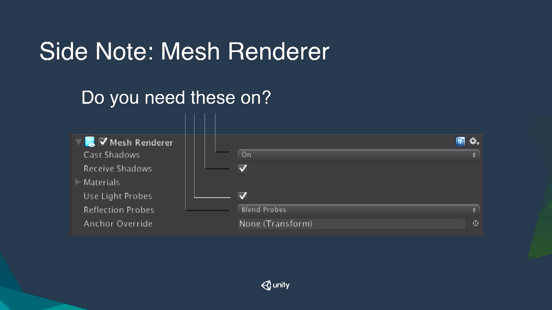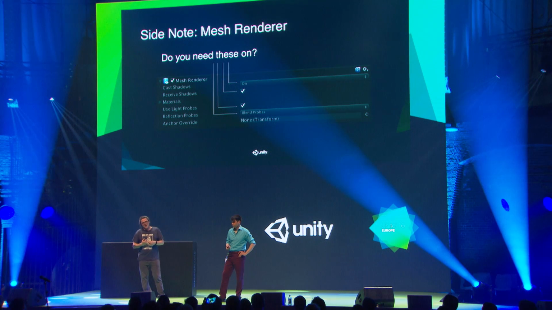Now, just a side note to this, because it didn't fit anywhere else into the talk. If you instantiate models at runtime and you're constructing objects from code with mesh renderers, by default, casting shadows is on, receiving shadows is on, light probes is on, reflection probes is on, and in Unity 5.4, motion vectors will also be on. So turn these off.